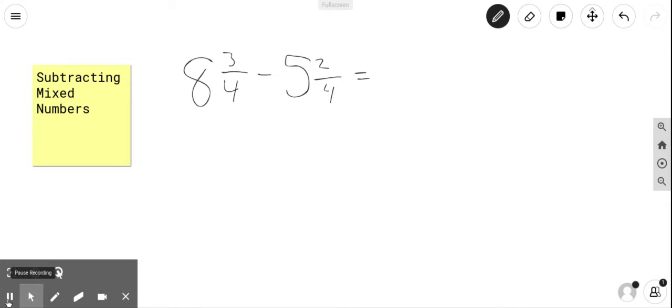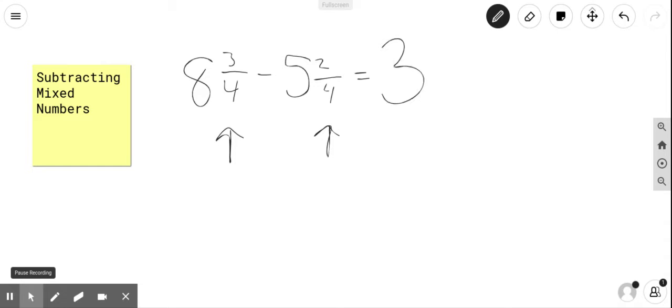Okay, you should be writing these numbers down also. We have 8 3/4 minus 5 2/4. We have to look and see, is this fraction larger than this fraction? Yes. So we can just go ahead and subtract straight across. First, we do our whole numbers. 8 minus 5 is 3. And then we subtract our numerators.